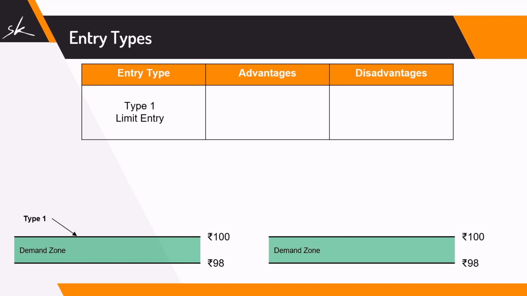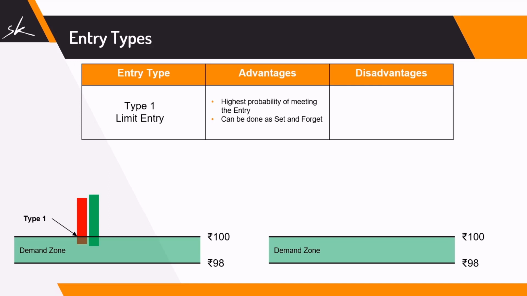Let's understand the advantages and disadvantages of different kinds of entries. We will take the example of demand zone. The same will hold true for supply zone. In type 1 or limit entry, since our orders are placed in advance, type 1 entry has the highest probability of meeting the entry as prices can just touch the zone and move away. And because the orders are placed in advance, type 1 entries can also be done as set and forget.